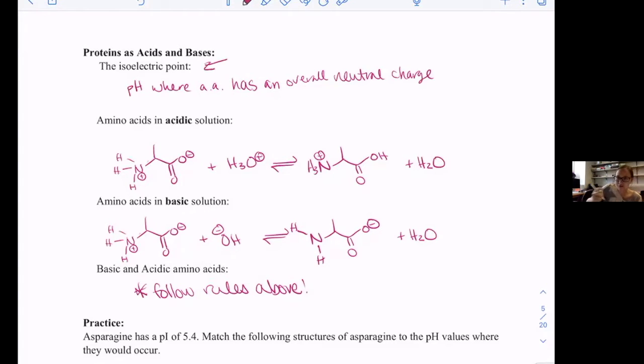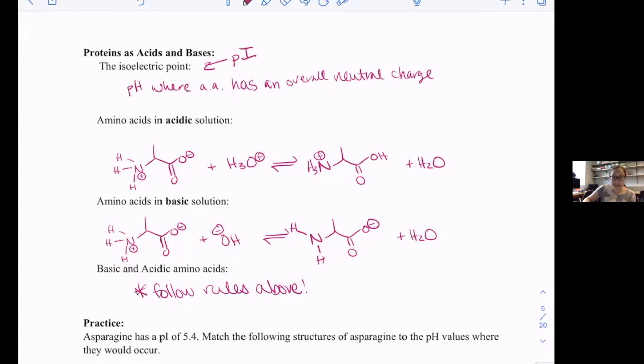We're also going to define this. I wrote earlier in the notes IEP as isoelectric point, but the better way to write this is pI: lowercase p, capital I. So, point of isoelectric.